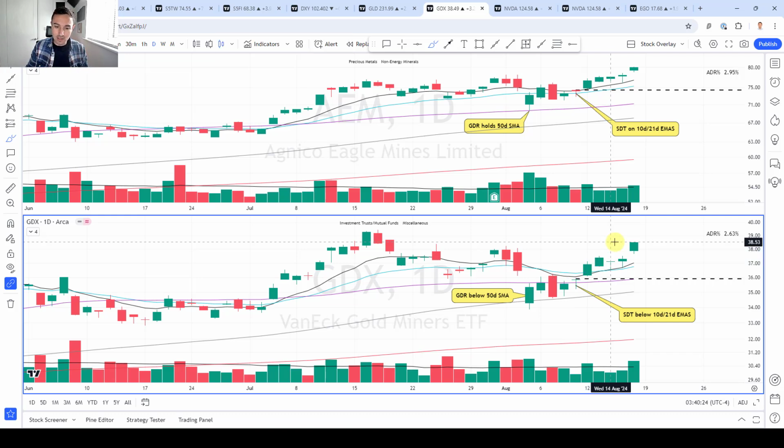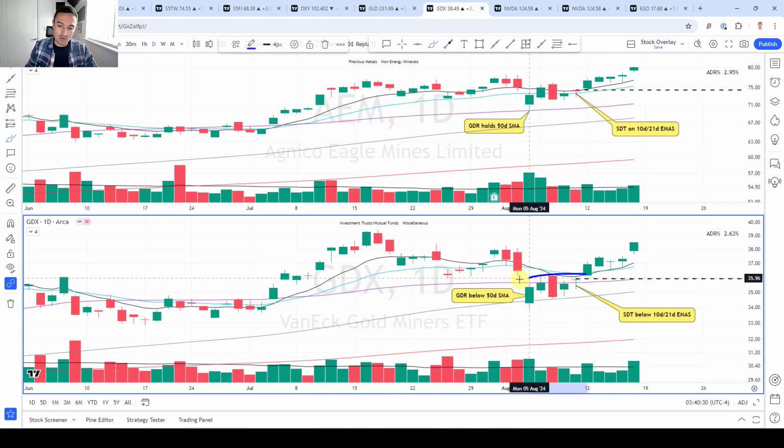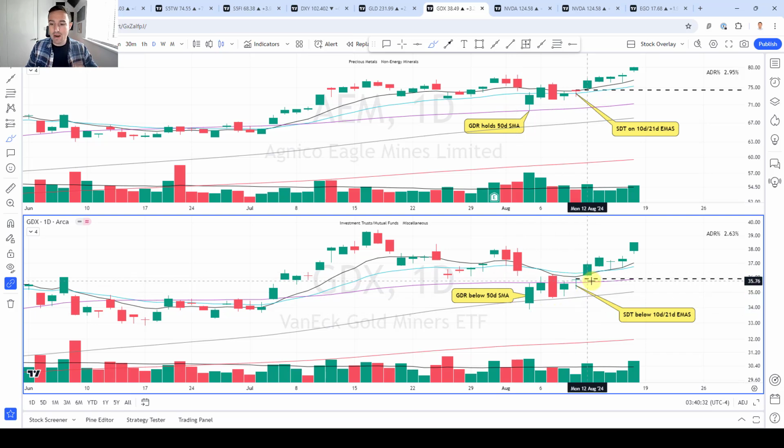So what I'm doing first is looking, okay, where do I see a constructive setup, a constructive continuation type base, or constructive things from a supply and demand perspective around key moving averages, such as the 50-day in this region for GDX. Then I'm going, okay, I like GDX, I like precious metal miners, and I like what the precious metals themselves are doing, specifically gold too, so I probably want to focus more on the gold stocks and the silver stocks.